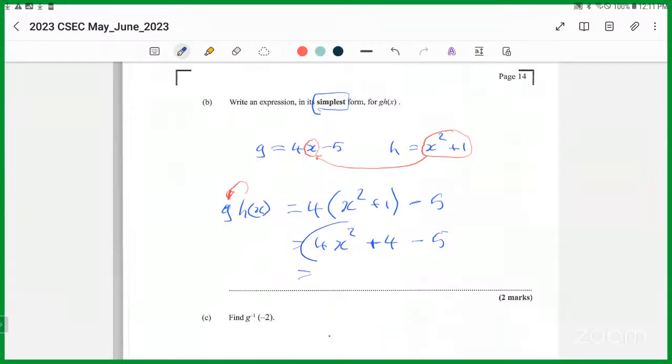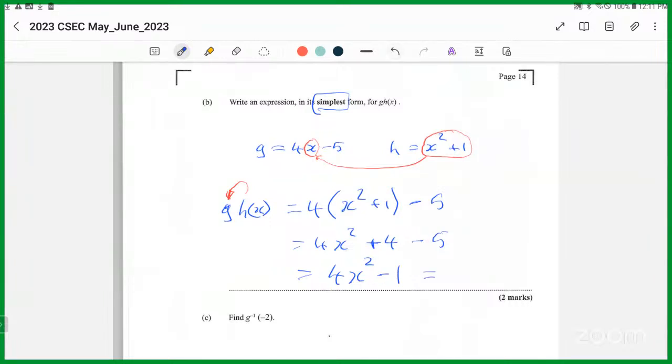Then this stays 4x squared. And then this becomes minus 1. 4 minus 5 is negative 1. 4x squared minus 1. That's simple. It's never factorized, you know. So can we factorize that a little bit further? I don't know if factor form is simpler than this, but can we factorize?